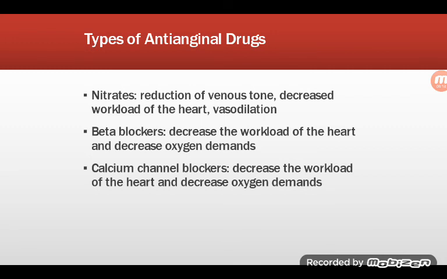Types of antianginal drugs include the beta blockers, the calcium channel blockers, and the nitrates. The beta blockers decrease the workload of the heart and decrease oxygen demands. Calcium channel blockers decrease the workload of the heart and decrease oxygen demands. Nitrates reduce venous tone, decreasing the workload of the heart, and they vasodilate, including opening up those coronary arteries. And so nitro is a real good example of a nitrate.